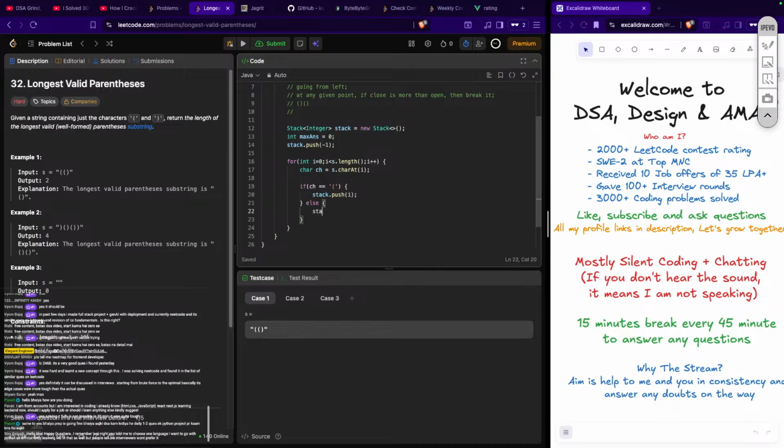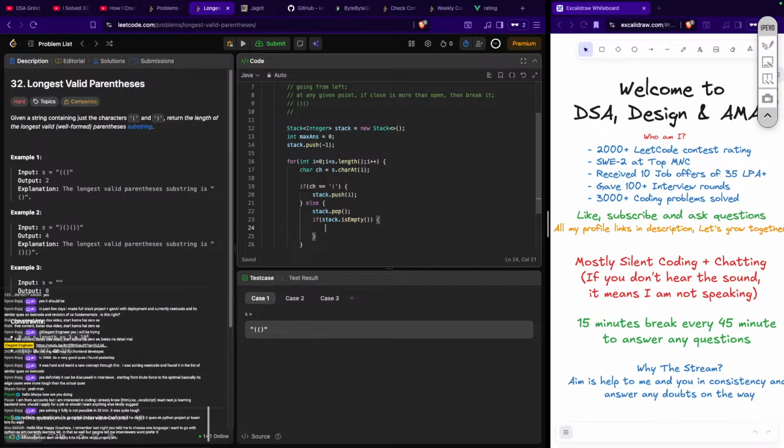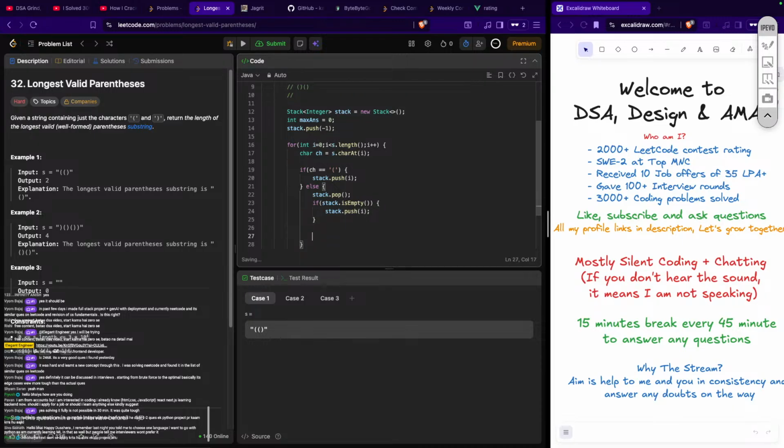Now, one thing I know is that my stack will never be empty. Now, if stack dot is empty, then that means I can push this element, right? This would now be my starting point, right? And then max answer would be Math dot max of max answer and stack dot peek.